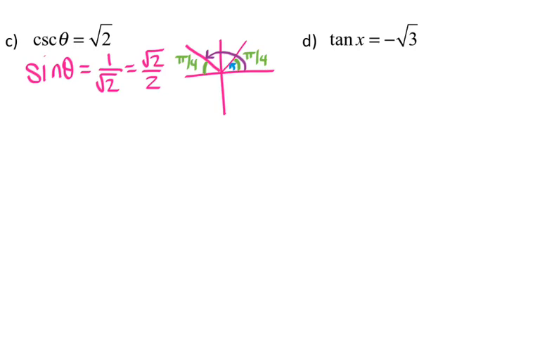So my first angle, the blue one, is just pi over 4. And my second one is going to be 3 pi over 4. And since I'm trying to find all solutions, it's plus 2 pi n.